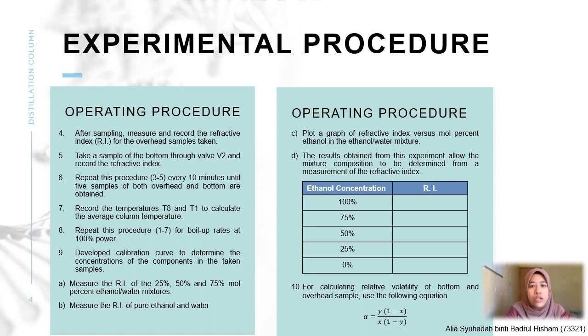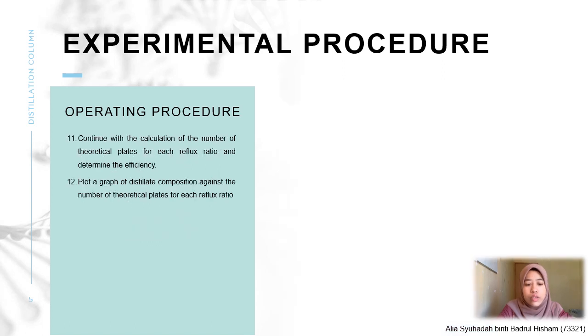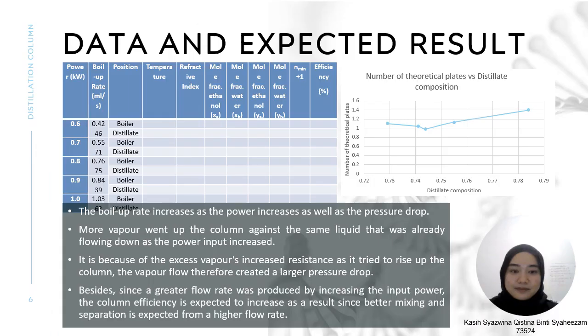Next, for calculating relative volatility of bottom and overhead sample, use the following equation. Continue with the calculation of the number of theoretical plates for each reflux ratio and determine the efficiency. And lastly, plot a graph of distillate composition against the number of theoretical plates for each reflux ratio.